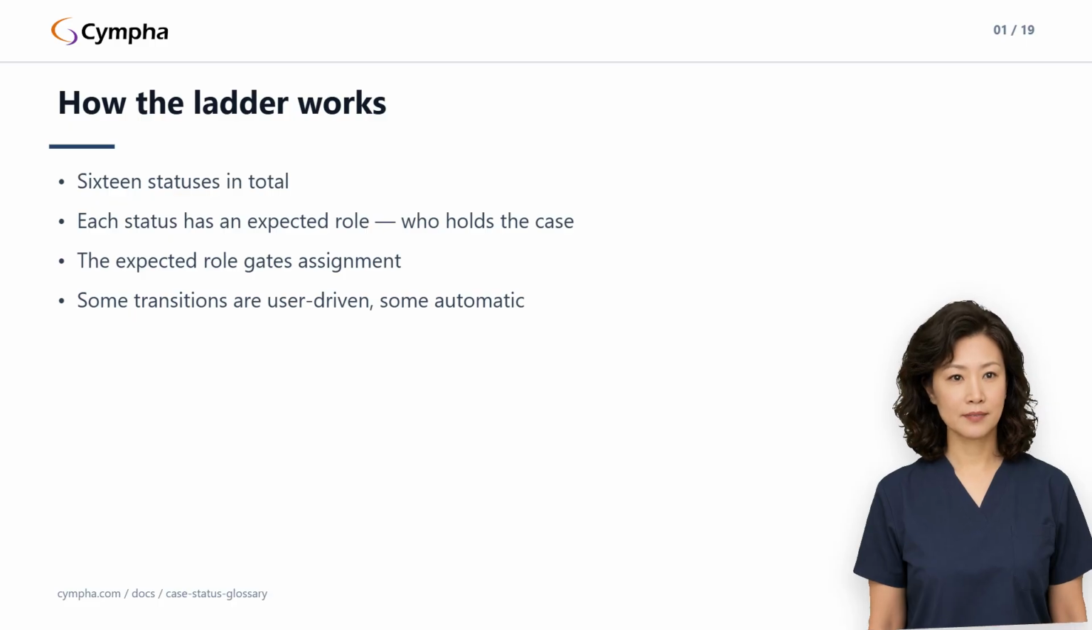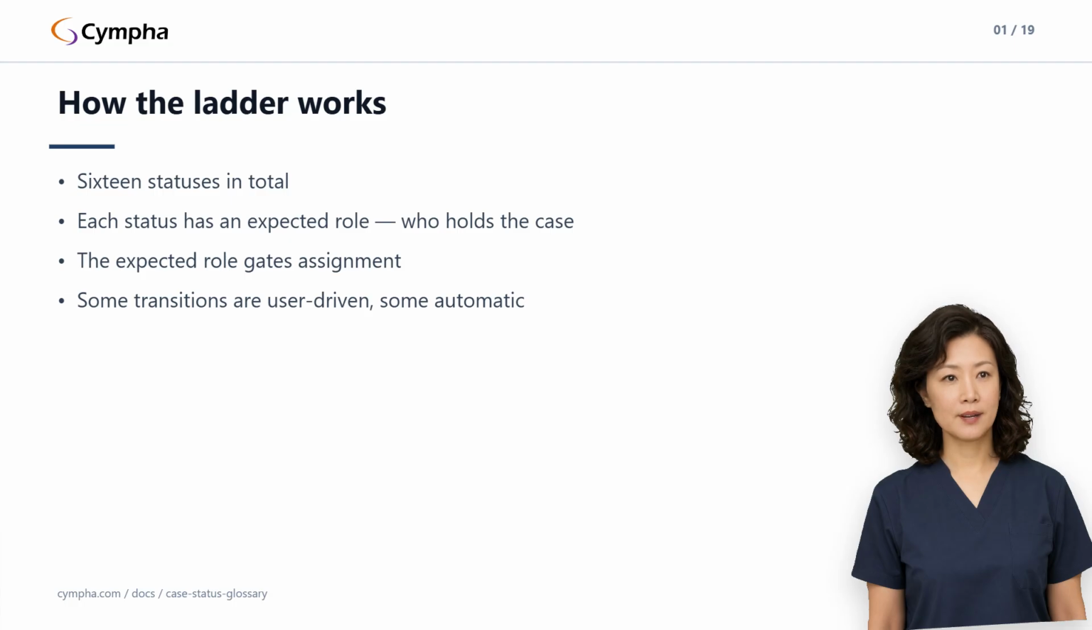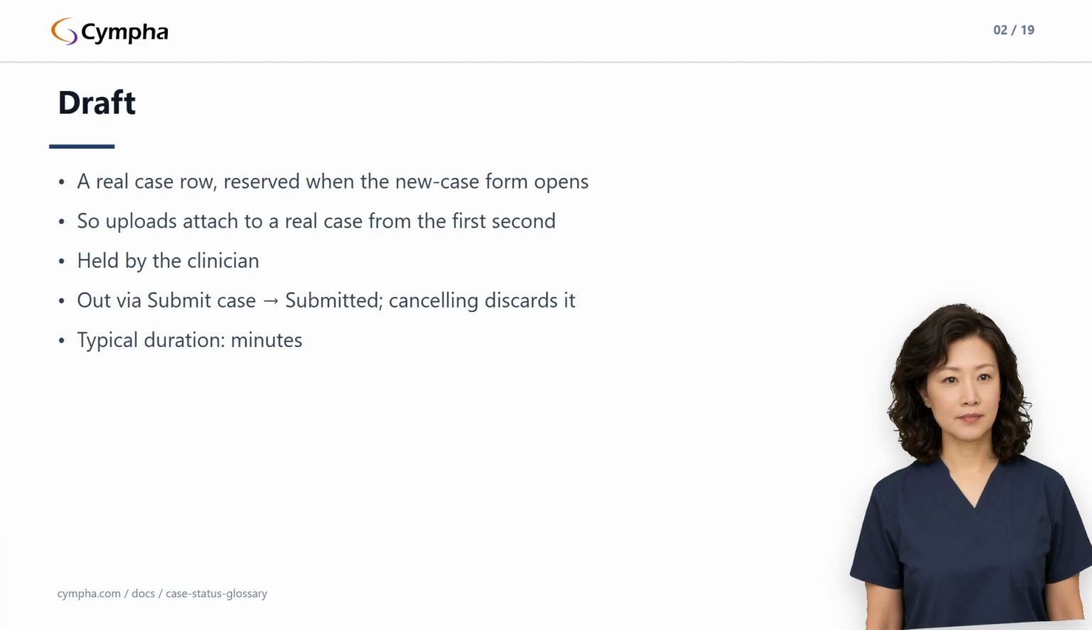If a case is designing, Cympha will only let it sit with a designer class user, meaning a designer or an AlignerBot seat. Every status also has a set of allowed transitions out. You can't move a case anywhere you like, only where the ladder permits. Some of those transitions are user-driven, the clinician approves, the lab manager assigns. Others are automatic, assigning a designer flips the case to designing by itself, and an approval auto-advances the case to its next stage. Hold on to those 2 ideas, expected role, and user-driven versus automatic, because every status we visit is just those 2 ideas with a name on it.